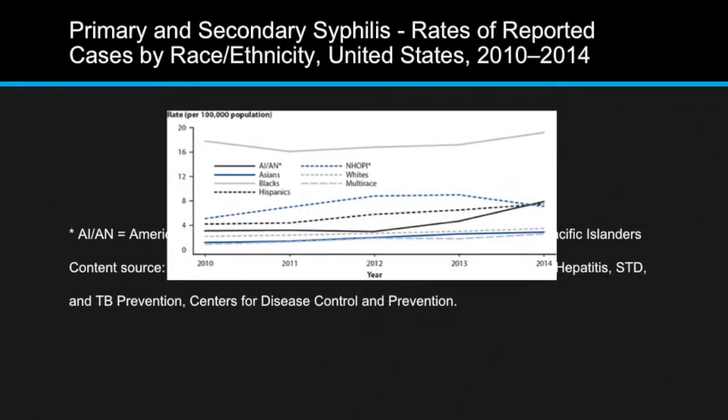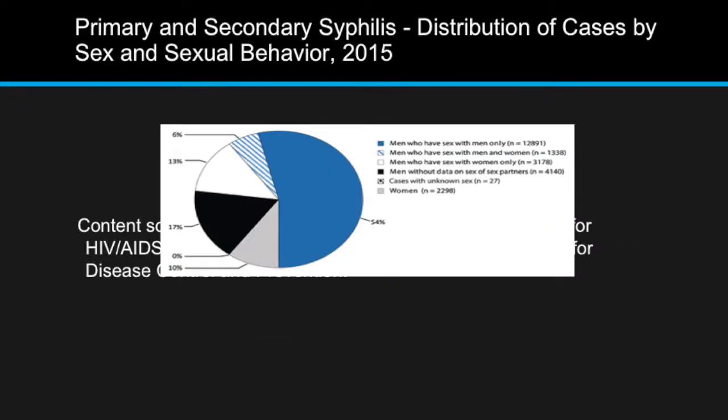In the primary and secondary syphilis rates of reported cases by race and ethnicity in the United States, we can see that Blacks have had a higher rate of occurrence when compared to other ethnicities, followed by NHOPI. If we look at the distribution of cases by sex and sexual behavior, we can see that men who have sex with only men are contributing to 54% of the cases, which is phenomenal.